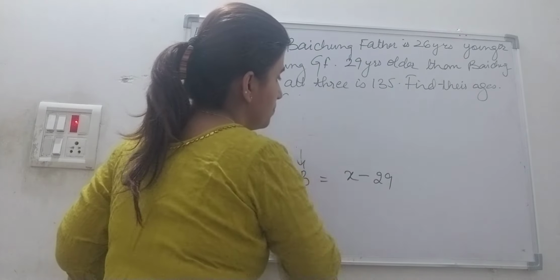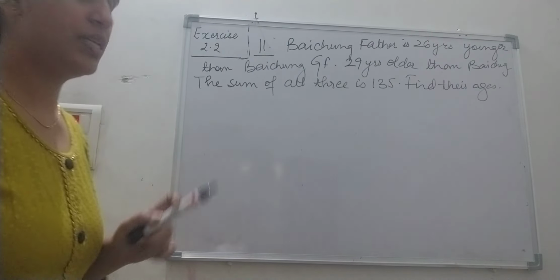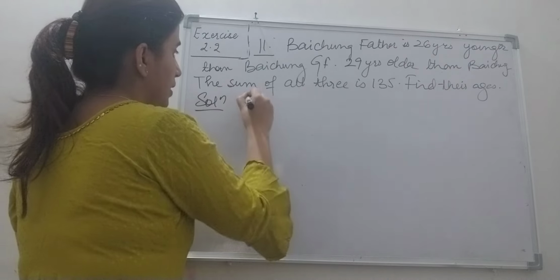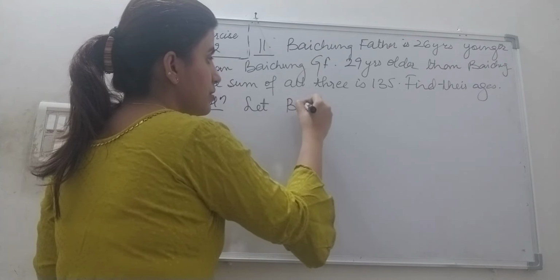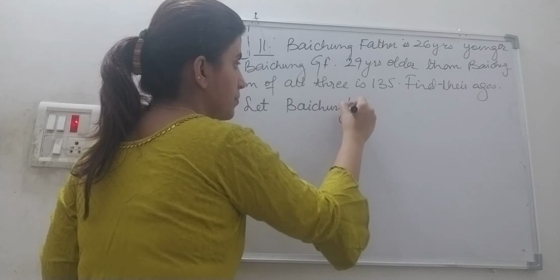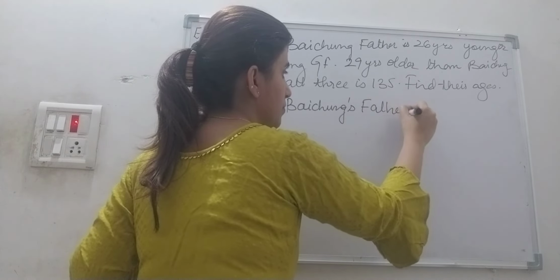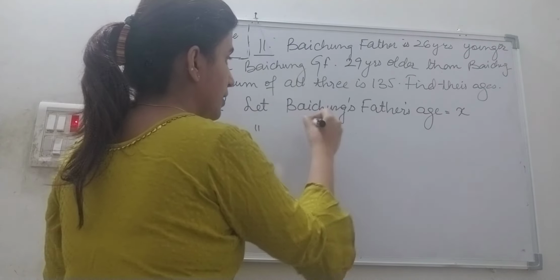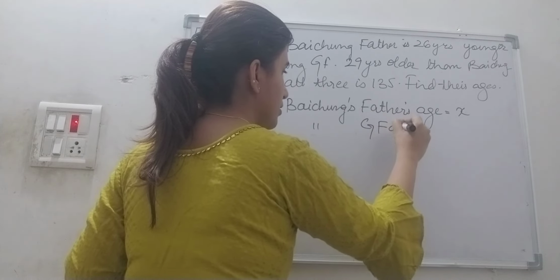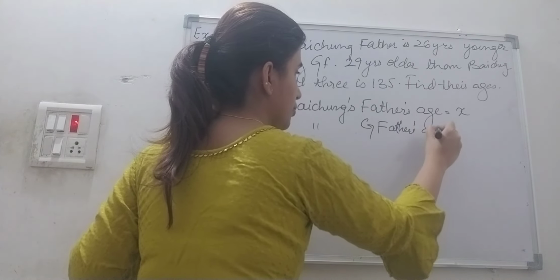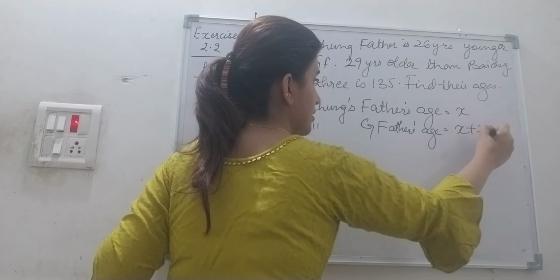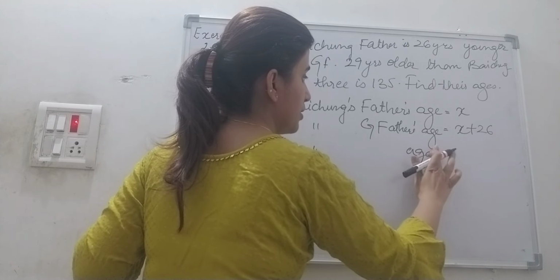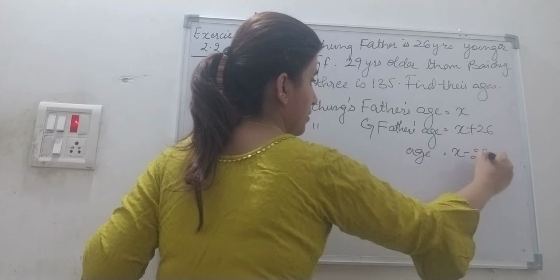So we will suppose now, let Bachung's father's age equal x. Let Bachung's grandfather's age equal x plus 26. Let Bachung's age equal x minus 29. Hope it is clear.